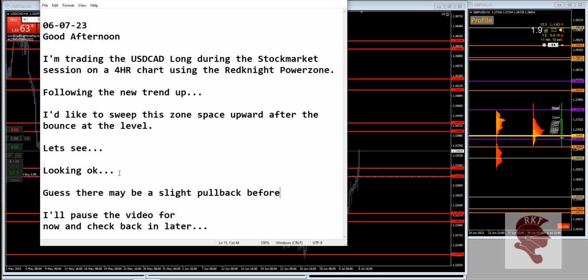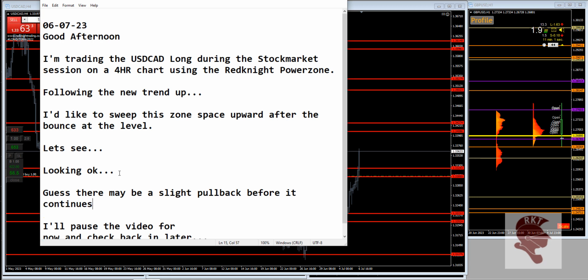Now, the best times to trade these power zones are generally at specific times that I do include with a full power zone suite to my users in the Telegram group. The best opportunities to trade these power zones.